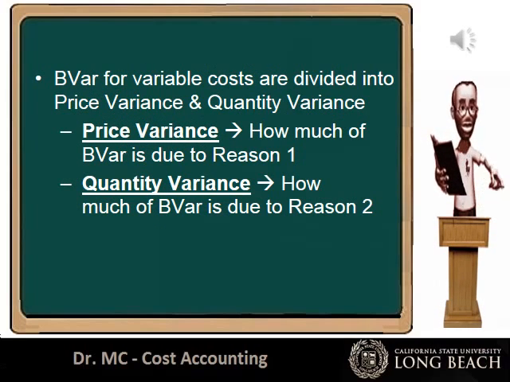For the variable costs, these two variances will subdivide the total variance into the portion of the budget variance due to the price reason that we discussed and the portion due to the quantity reason.